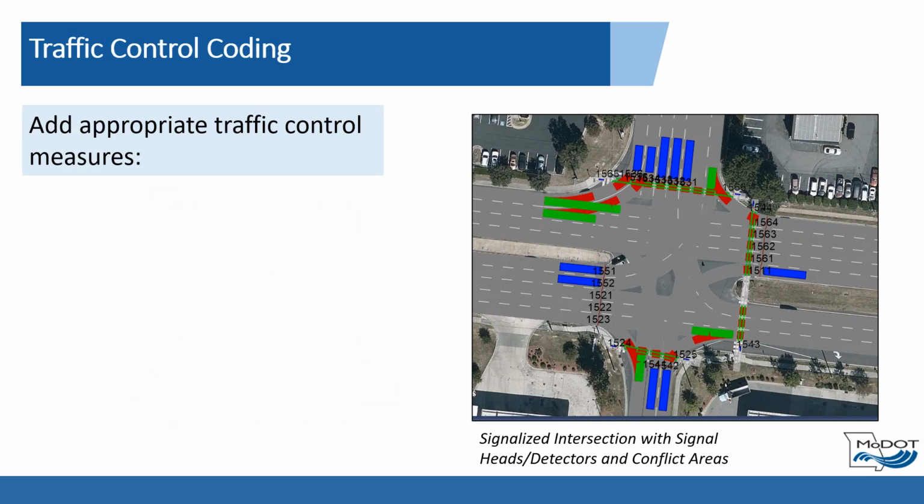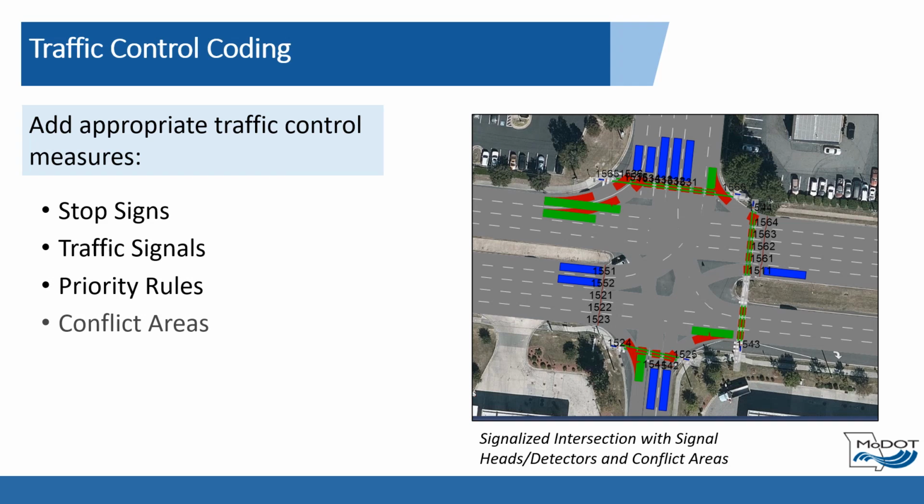The next logical step in the development of a Vissim base model is to add appropriate traffic control measures on interrupted flow facilities. Generally, this includes the coding of stop signs, traffic signals, and rules for priority of movements at any junction where two traffic streams intersect.